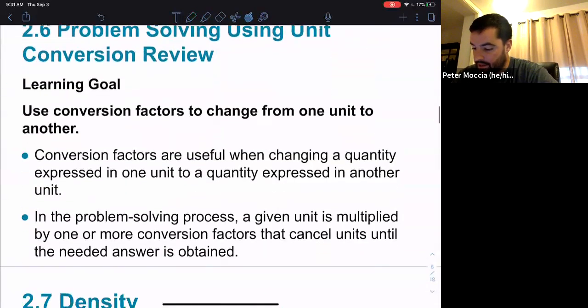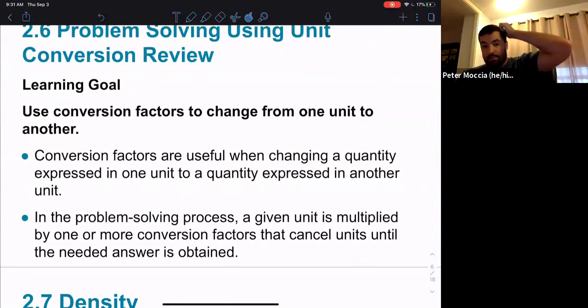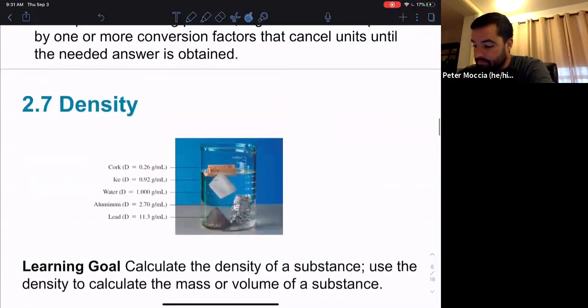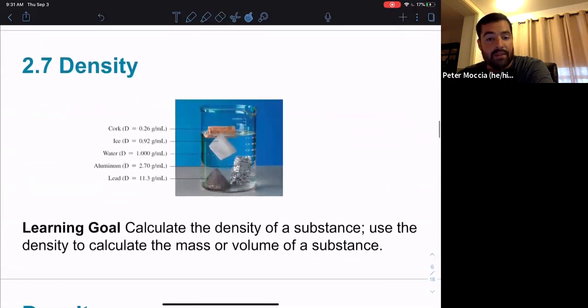Moving on. We're going to use conversion factors a lot whenever we need to change a quantity for it to agree with another quantity. Just follow those problem solving steps.